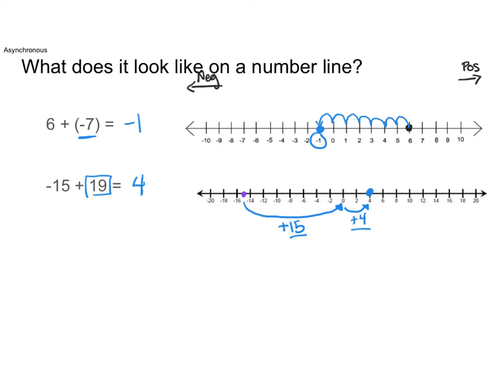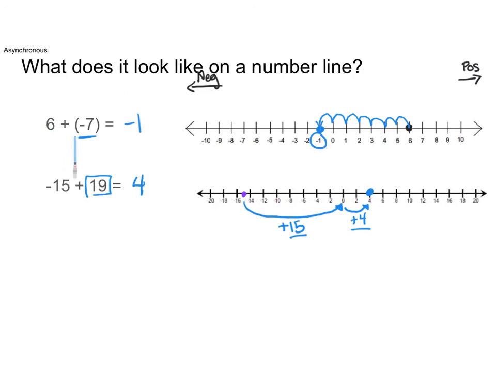Now, does my answer make sense? Do I have more negatives or more positives? I have more positives, so my answer is positive. That's true. And the signs are different, so I'm going to subtract in my head, and I get 4. Okay? Let's look at this one.